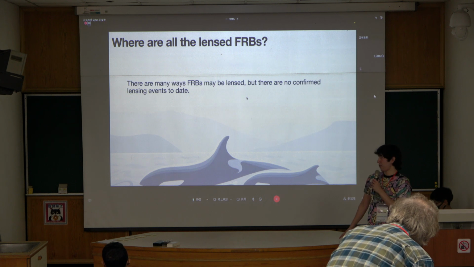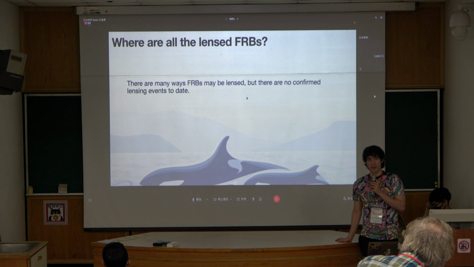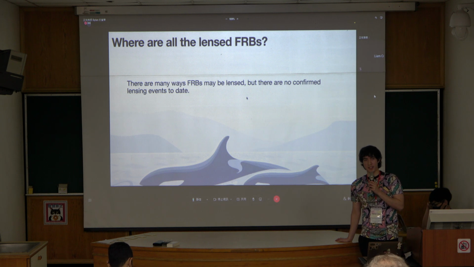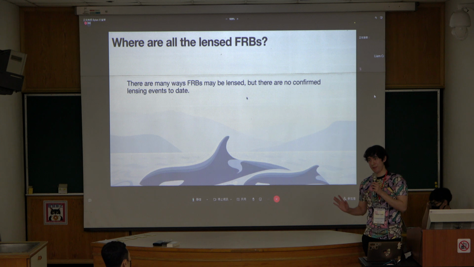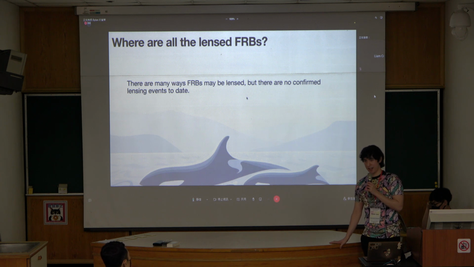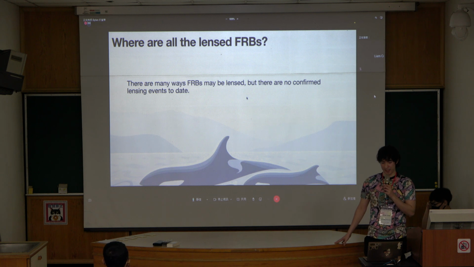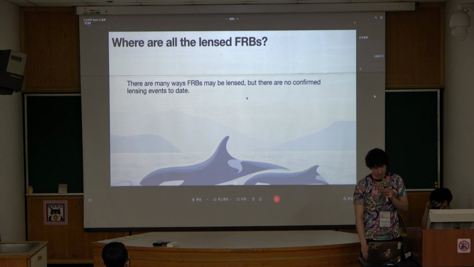And so there's this question of, if there are all of these modes for lensing, why haven't we seen any yet? And of course, the simple answer is that the field is kind of young, so maybe there's no need to sound an alarm necessarily about the fact that we haven't seen any. But maybe it's a little bit curious that there hasn't been any detected lensing event to date.